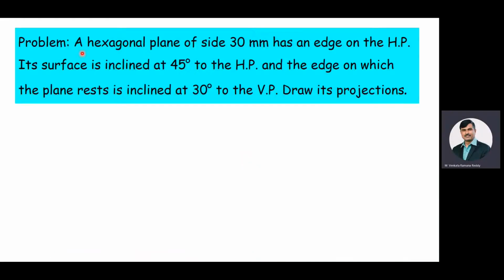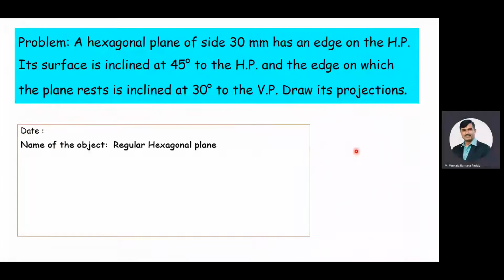The given problem is a hexagonal plane of side 30 mm has an edge on the HP. Its surface is inclined at 45 degrees to the HP and the edge on which the plane rests is inclined at 30 degrees to the VP. Draw its projections. Now we will extract the data from the problem.